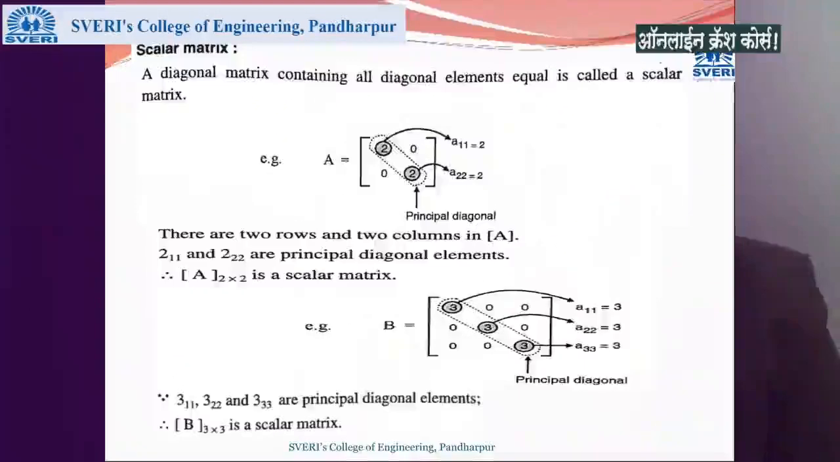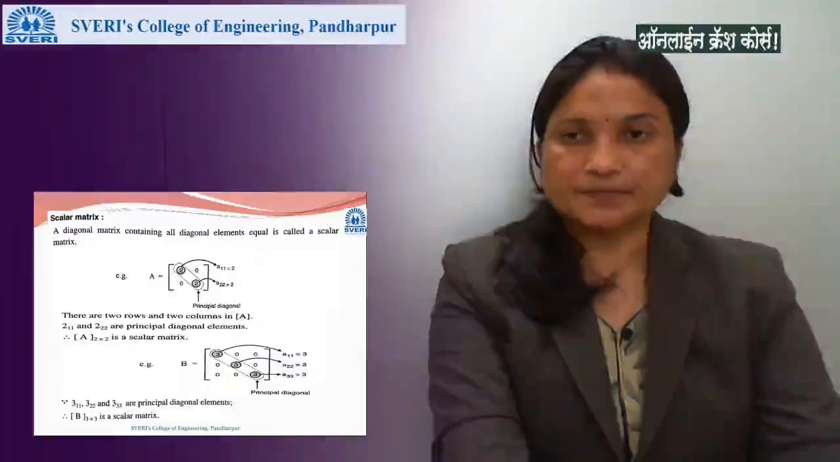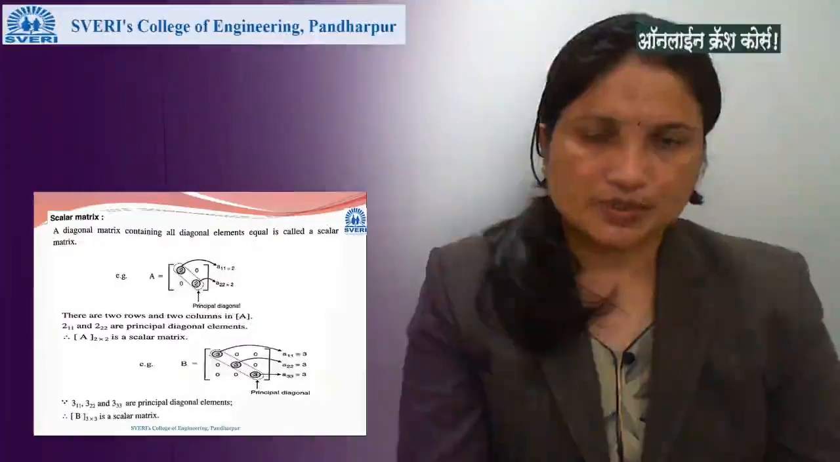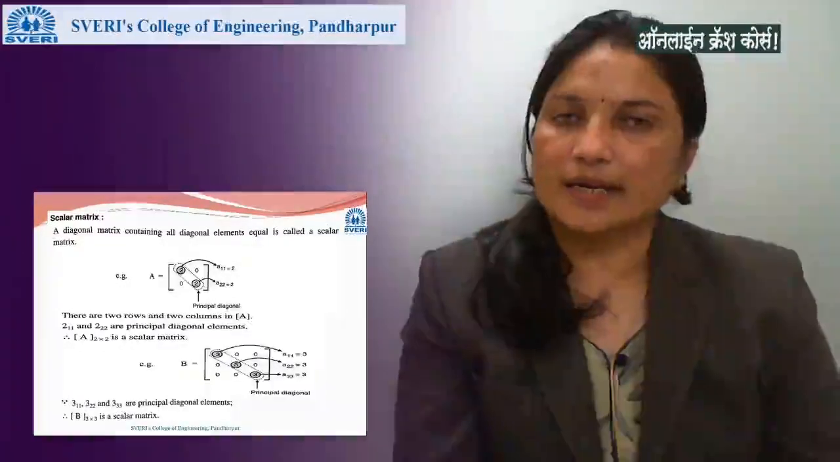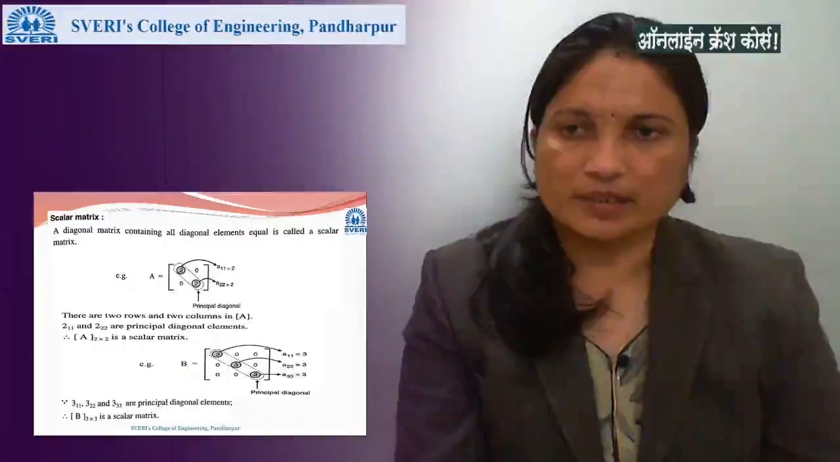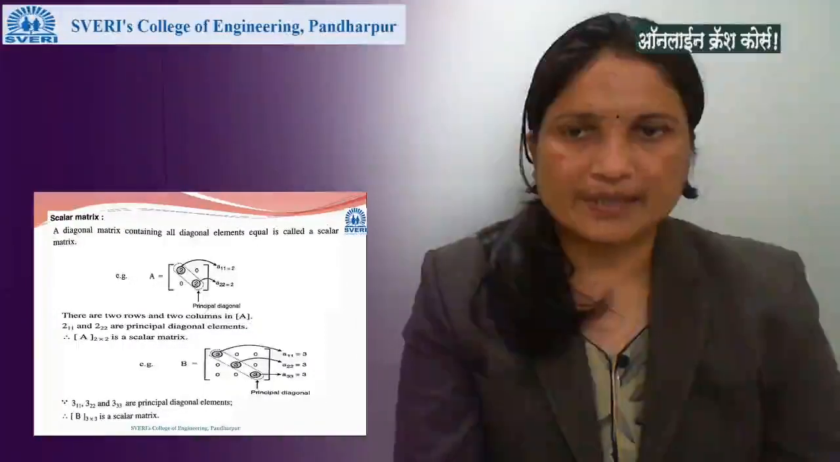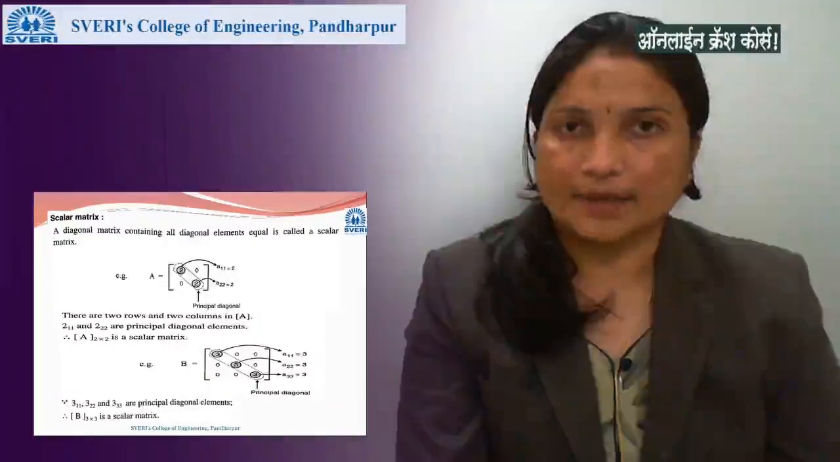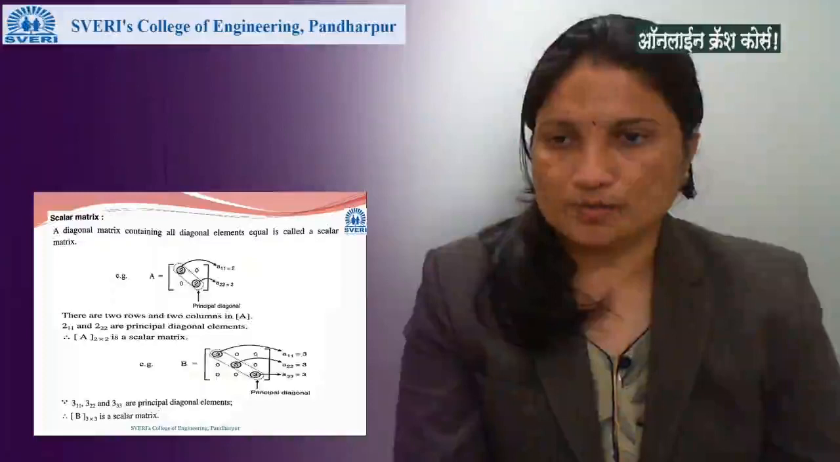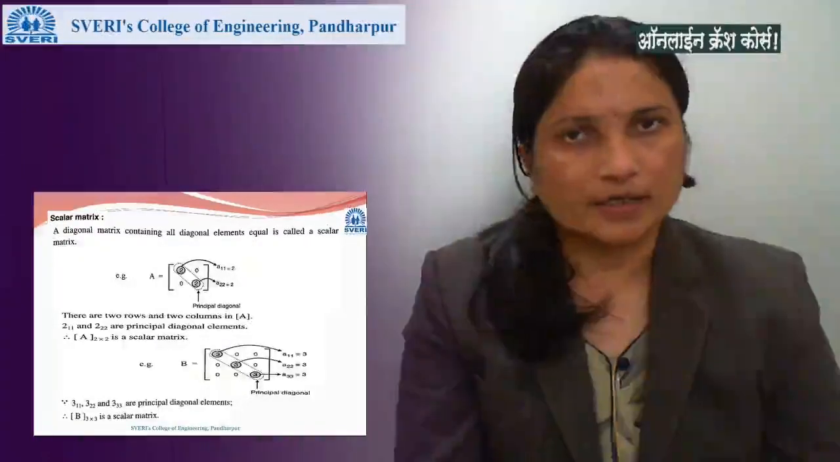Then scalar matrix. A diagonal matrix containing all diagonal elements equal is called a scalar matrix. Okay, if you are taking a simple example, matrix A with elements 2 0 0 2. So here A11 that is 2 and A22 that is also 2. So here 2 and 2, these are the principal diagonal elements, and this matrix is called as a scalar matrix. Okay, there are 2 rows and 2 columns, so order of this matrix will be 2 by 2.